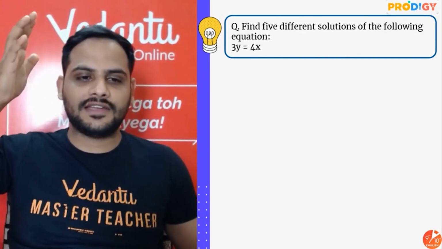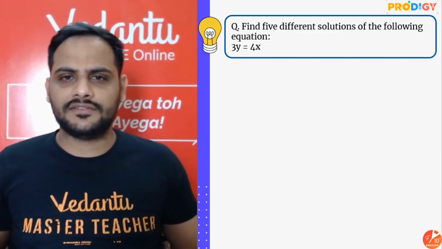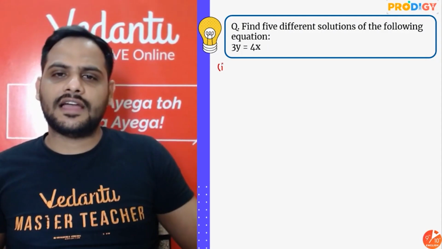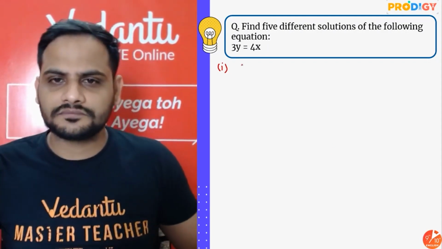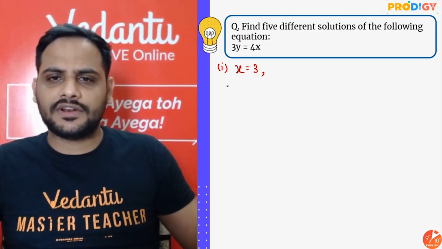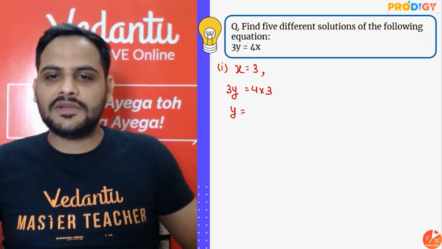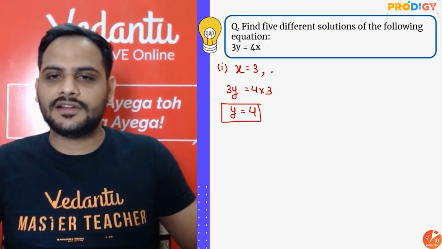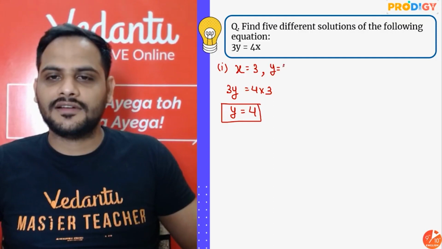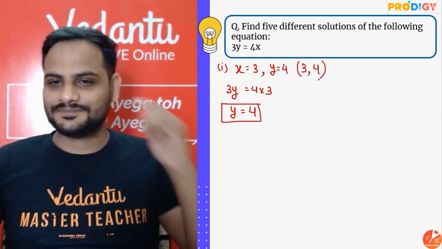Next, find 5 different solutions of the equation. Why 5, we can find 5,000 solutions also, because there are infinite solutions. The only thing is, put different values of the variable and you'll get different answers. So let's say I start by putting x equal to 3. So 3y is equal to 4 into 3. So y will be equal to 4, as the 3s got cancelled. Alright, so the ordered pair will be 3 comma 4.